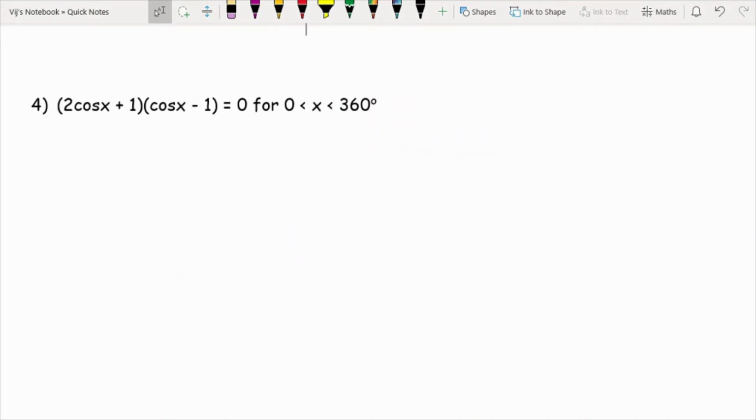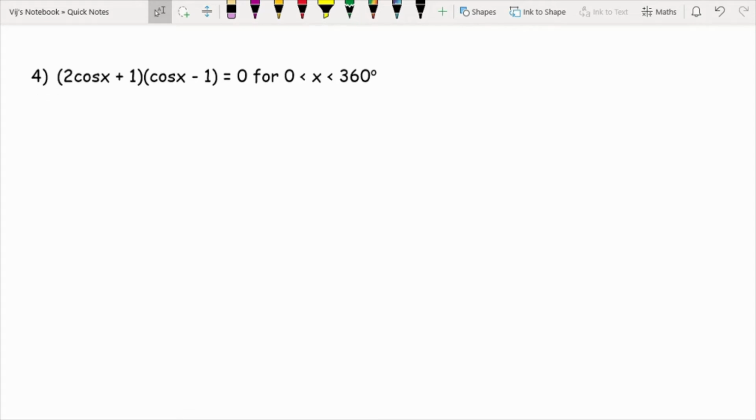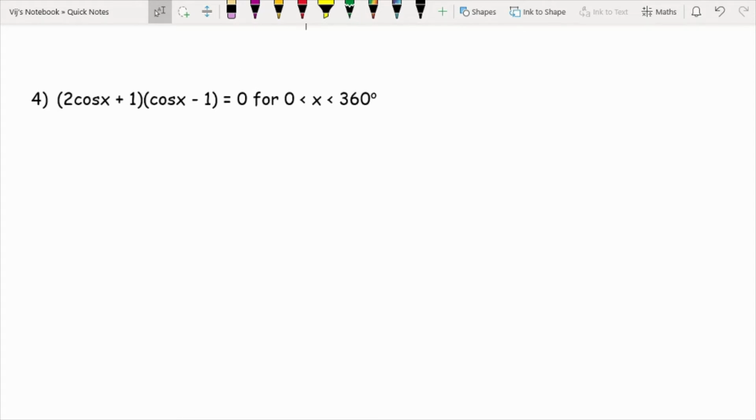Here what we've got is something that looks like a quadratic equation. Now this one has actually been factorized for us, which is a bit of a bonus. So again, this is where we are. The first thing we need to do is recognize the range of values that we're wanting. Now for this, like we were solving a quadratic equation, we've either got 2 cos x plus 1 equals 0, or we've got cos x minus 1 equals 0.